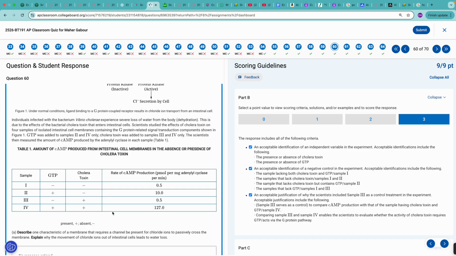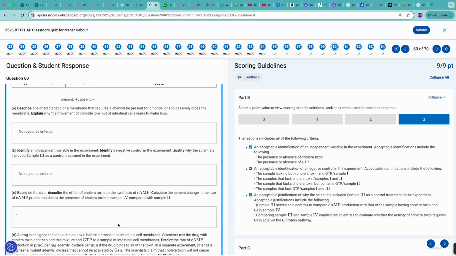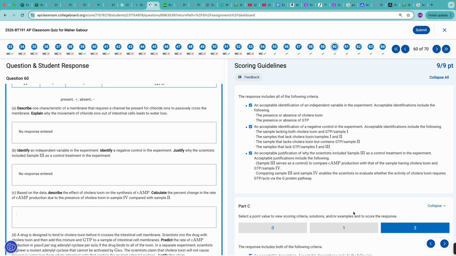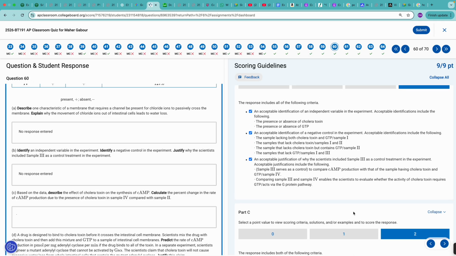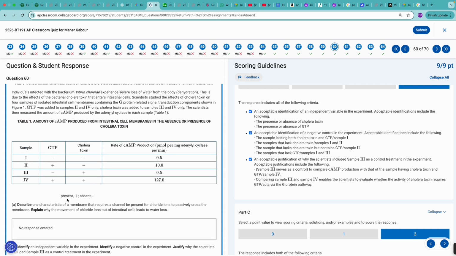In III, there is cholera toxin, and in sample 4 there is also cholera toxin. But what's the difference between them? One has GTP, one doesn't have GTP. III doesn't have GTP, and IV does have GTP. So they used sample 3 as a control to compare the cyclic AMP production with a sample that has cholera toxin and GTP, and with a sample that has cholera toxin without GTP.